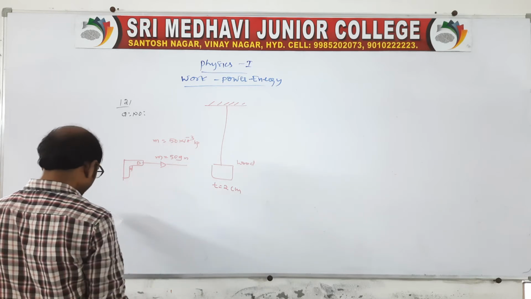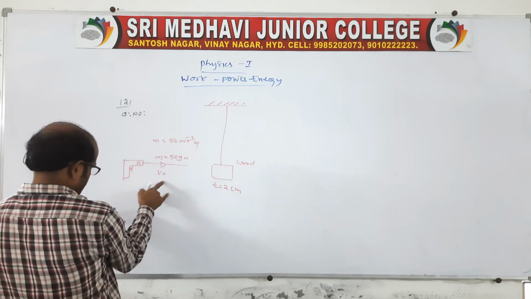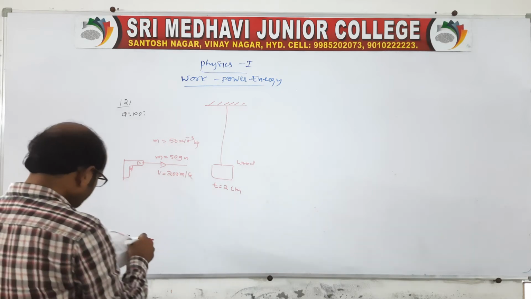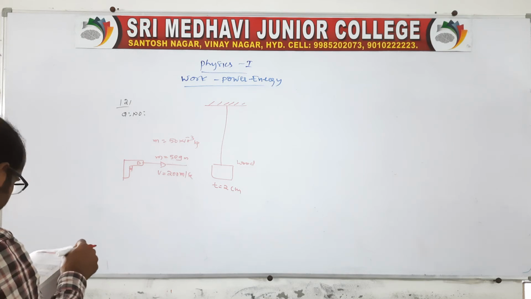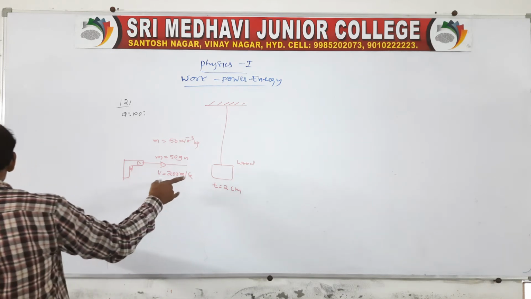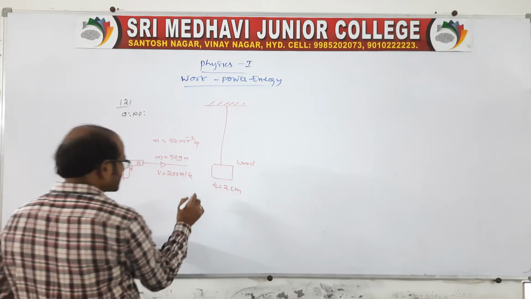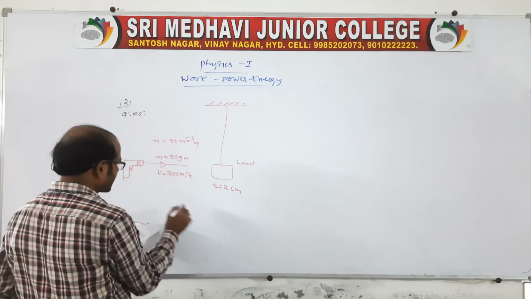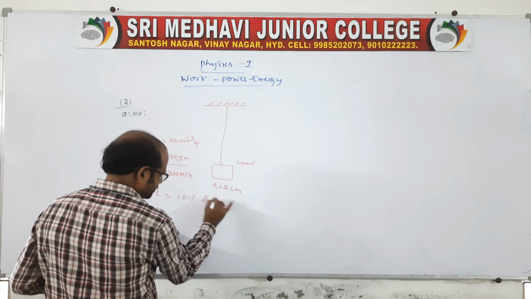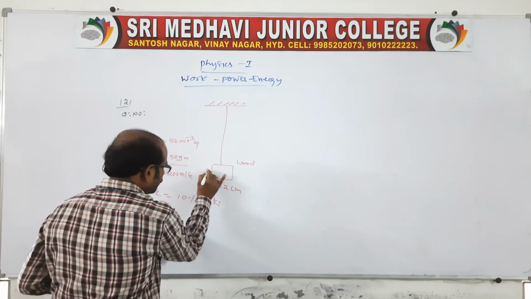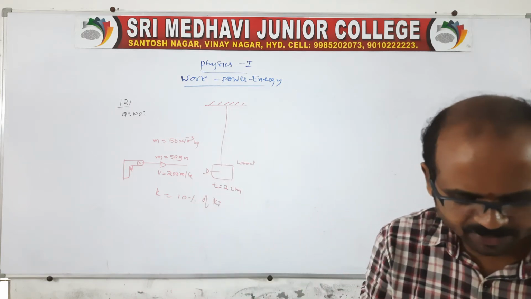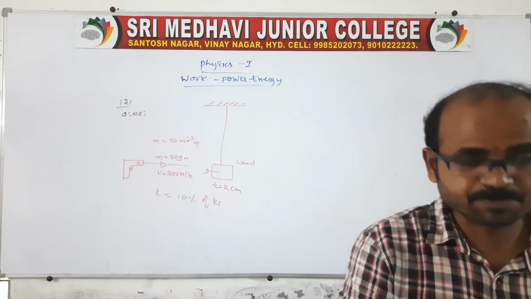We should convert. The bullet is moving with a speed of 200 meter per second. Here the bullet emerges with only 10% of its initial kinetic energy. When it enters into a wood log, only 10% of its initial kinetic energy remains. What is the emergent speed of the bullet?